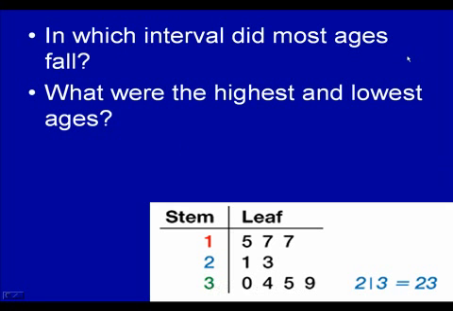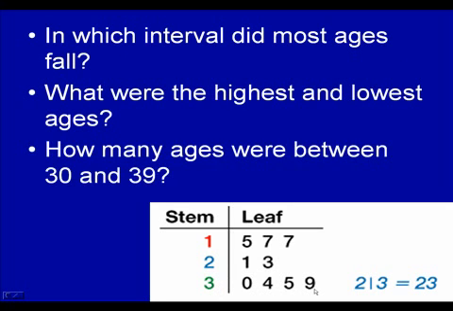What were the highest and lowest ages? Well, the lowest age was 15, and the highest age was 39. That's very easy to see in the stem and leaf plot. How many ages were between 30 and 39? Well, there was one that was exactly 30 and one that was exactly 39. So we could say that there were 2 ages between 30 and 39.